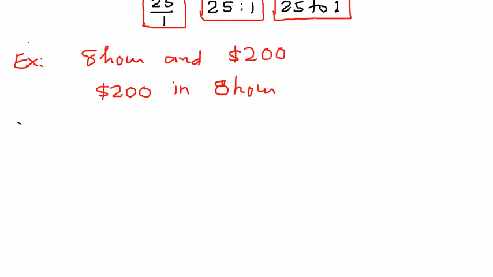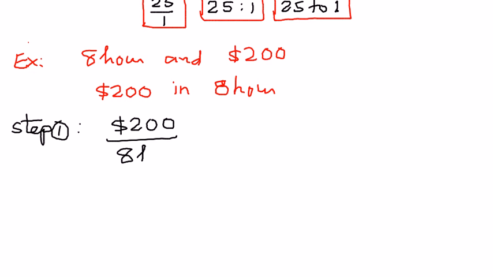So to do that, we're going to break it down into these different steps. Step number 1, we'll write the first number given to us, $200, divided by the second number, which is 8 hours, and we want to be able to reduce this into its lowest form. Dollars is the measure of money, and hours is the measure of time. So we want to reduce this to its lowest terms. How do we do that?